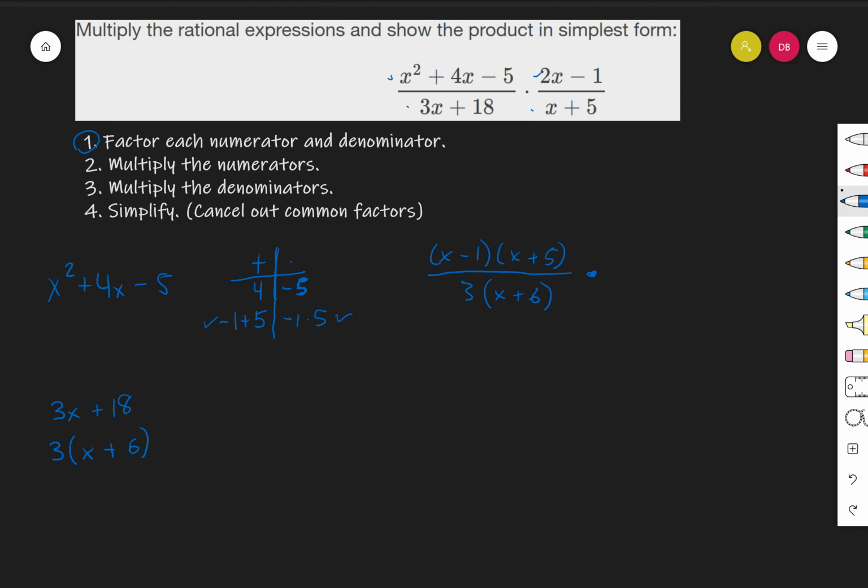Then we still have our multiplication here. 2x minus 1, we can't factor that. There's no GCF we can pull out. There's nothing we can do with that, so it's just going to stay 2x minus 1. And then x plus 5.